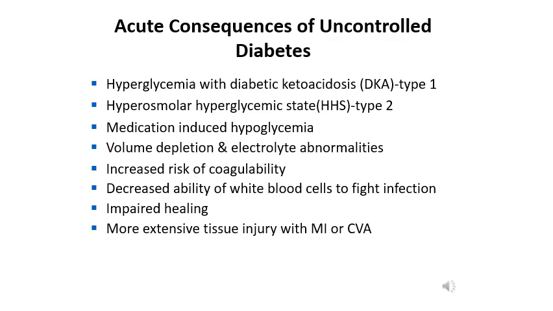Impaired healing, most of this we want to be thinking about decreased circulation and the peripheral vascular disease effects or consequences of hyperglycemia. We know that diabetes is the leading cause of non-traumatic amputation as a direct result of impaired healing and impaired circulation. And then more extensive tissue injury with MIs or CVAs are documented in the literature as well.